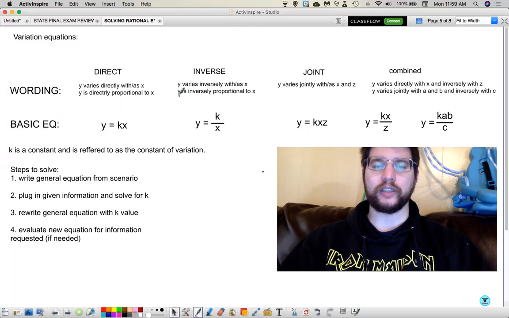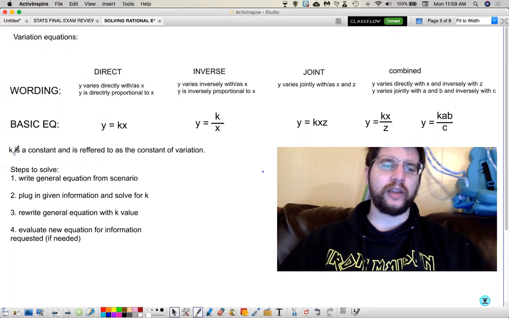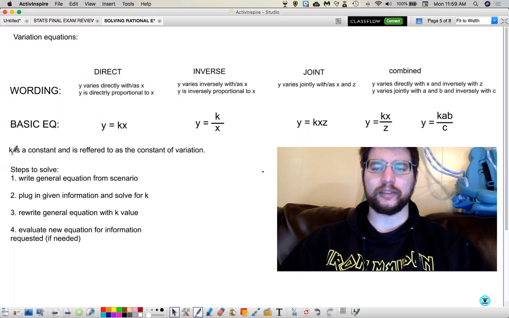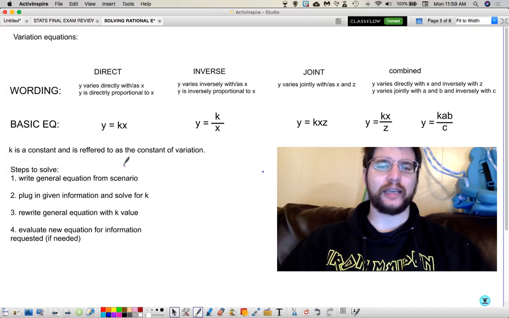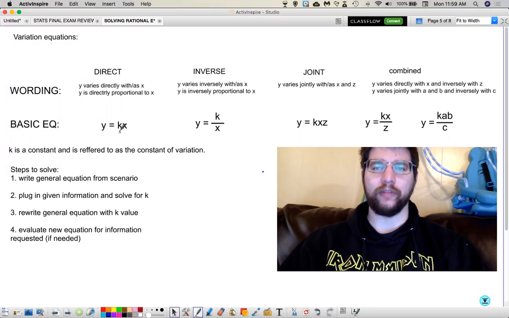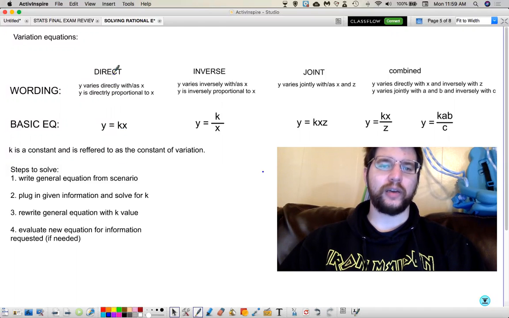Here's the basic equation. Now, before I begin with these, I'm going to talk about k. We use the letter k for the constant, thanks to the Germans. It's a constant and it's referred to as the constant of variation. So here, this letter k is actually not a variable. It's a number. It's a constant. So direct equation, y equals kx. That's it.